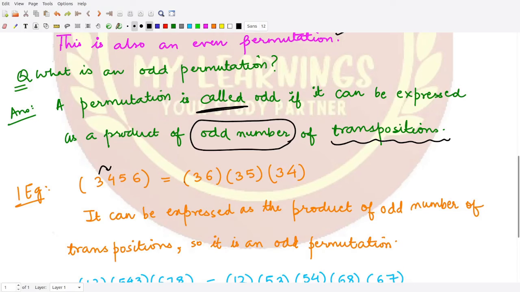Here we can represent it again in our standard form, where the first entry is written with the last entry, the first entry with the second last entry, and the first entry with the second entry. We can do so very easily. So we have decomposed the given permutation as the product of these 3 transpositions. Since 3 is an odd number, this is an odd permutation.